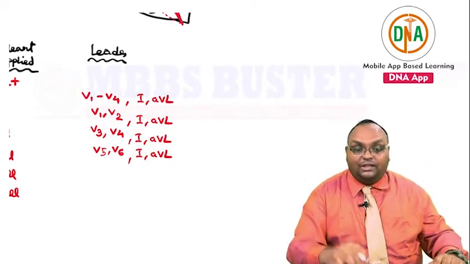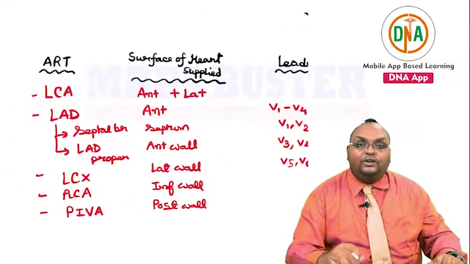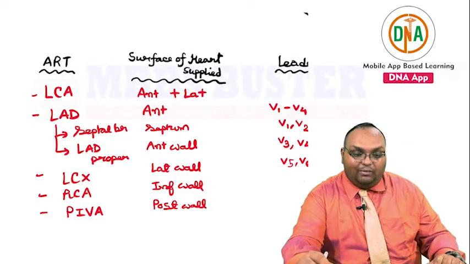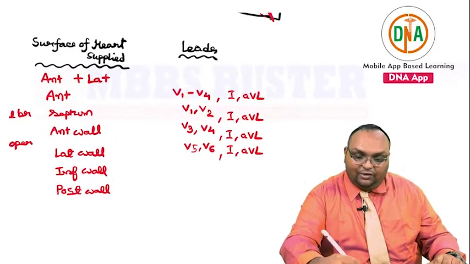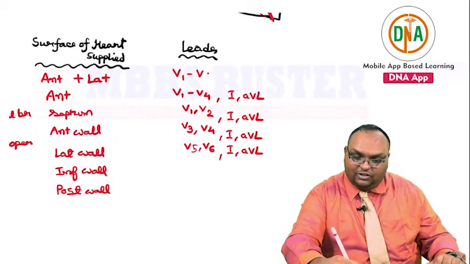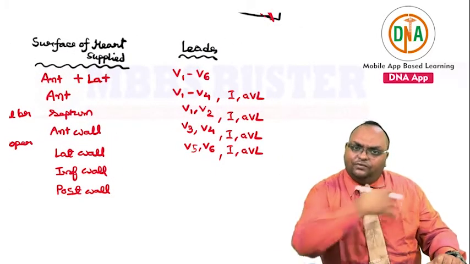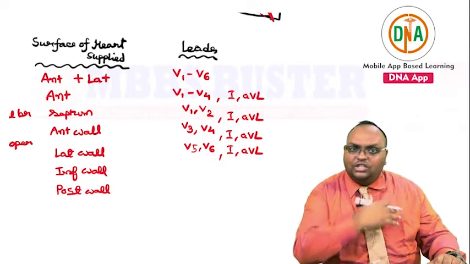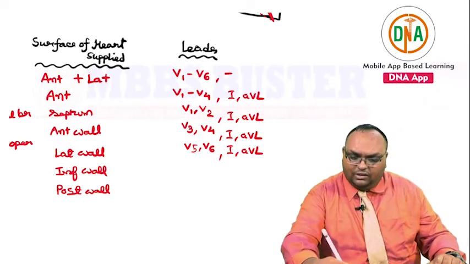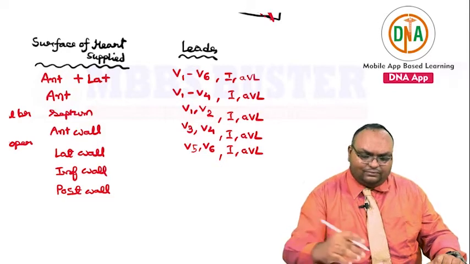Good, but what after that? If you have a massive anterior wall MI, that means the main trunk of the left coronary artery is blocked, then you would have the findings from V1 to V6, because it would be an addition of the anterior wall infarct and the lateral wall infarct. So it would be an anterior lateral wall infarct along with lead 1 and lead AVL.